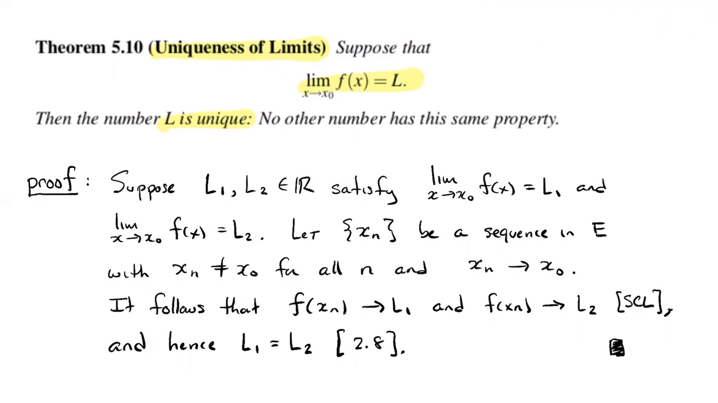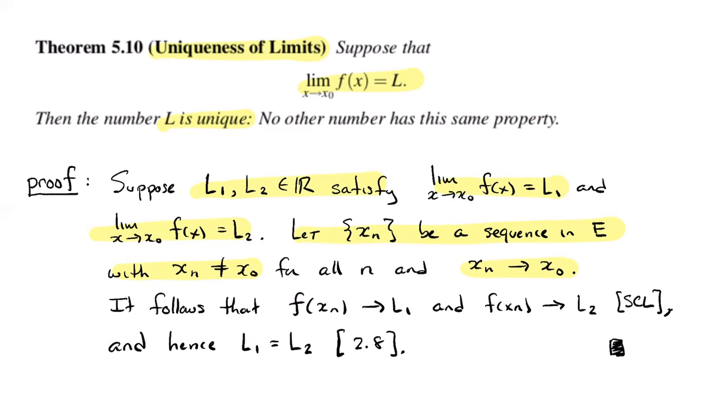Okay, typical uniqueness proof. I'm going to start off by saying, well, suppose I have two numbers, L1 and L2, and that they both equal the limit of this function f at x0. Rather than giving an epsilon proof, which you can try, you can certainly write a Definition 5.1 based proof of this, but I want to illustrate this sequence technique. So I'm going to take a sequence xn in E that doesn't have any terms equal to x0, and it converges to x0. I can always do that because x0 is an accumulation point. So there's always such a sequence.